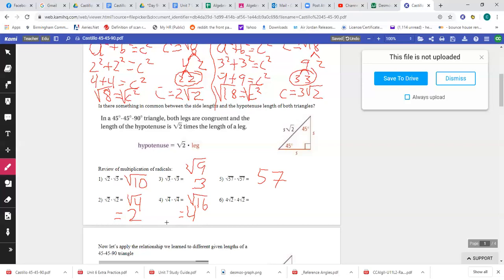Okay. Now, number 6, I just want to show you this one again. I think we kind of talked about it when we did the Pythagorean theorem. But if I have 4 root 2 times 4 root 2, remember 4 times 4 is 16. But we just did root 2 times root 2 back in number 2 here. Root 2 times root 2 is just 2. So this is 16 times 2. And that's 32.